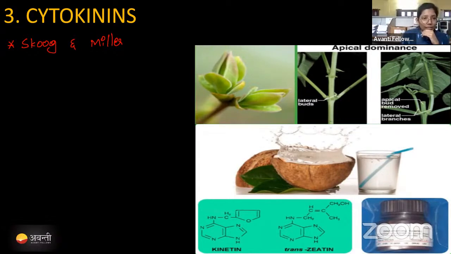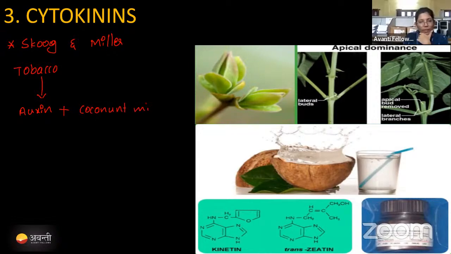What they did is, in the tobacco plant, the internodal regions were growing, or the cells of the internodal regions were growing. They extracted the area which was growing and saw that auxin was present. They extracted those cells and took the auxin from there. Along with the auxin, they added coconut milk to those cells or the area they had extracted from.